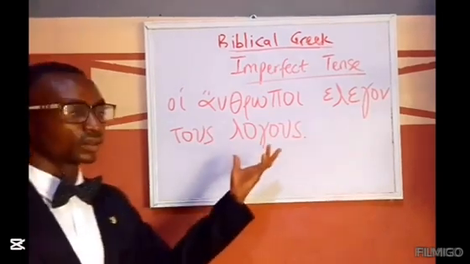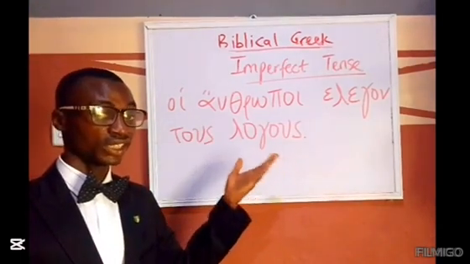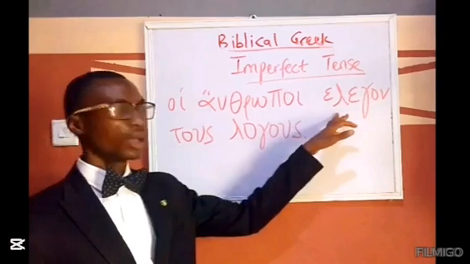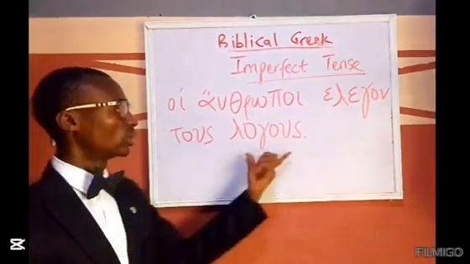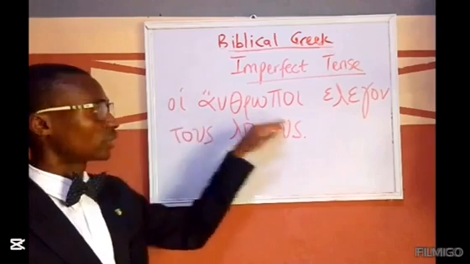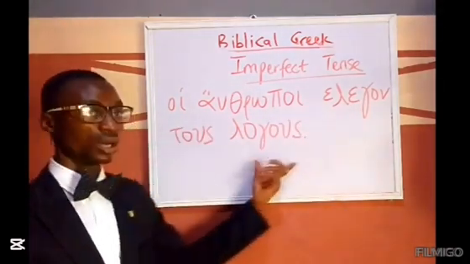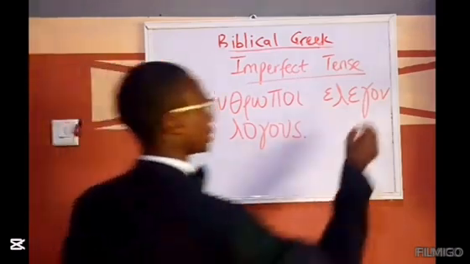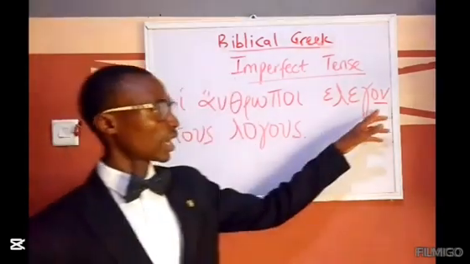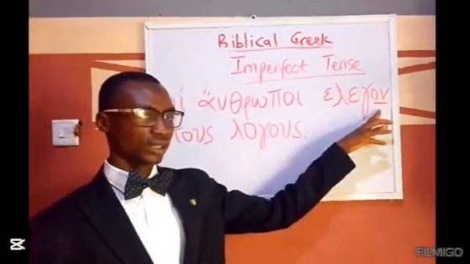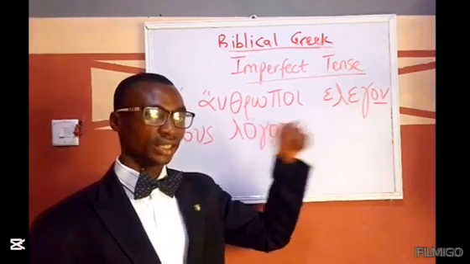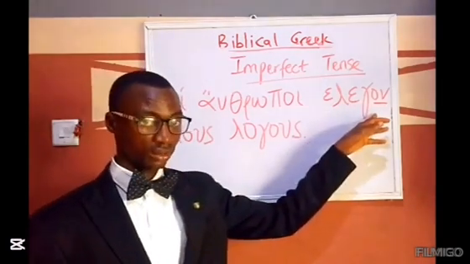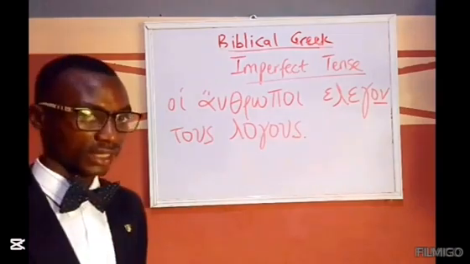Now, these are statements or sentences in Greek. Oi anthropoi elegon tous logous. Now, we want to showcase this. We want to see whether this is used as first person singular or third person plural. So let's translate now.